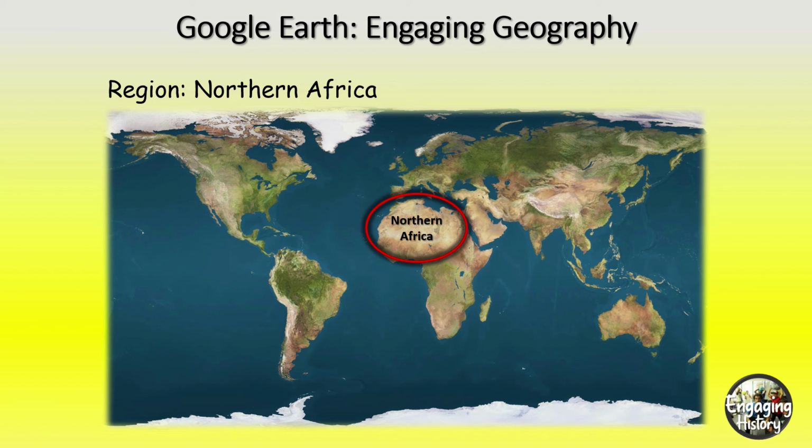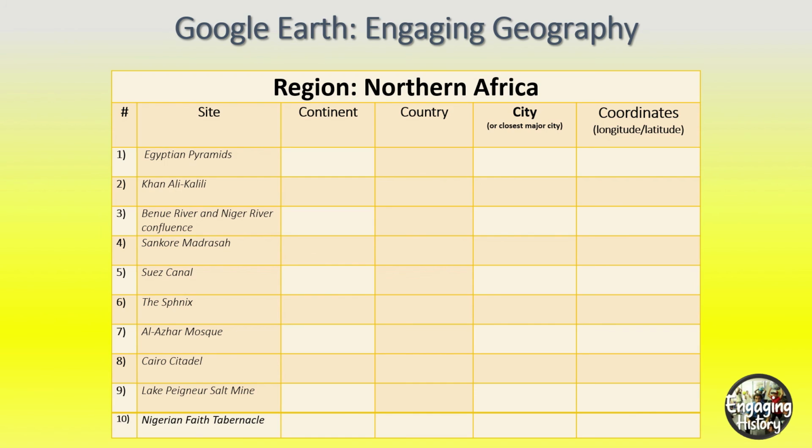Okay, one more, and I like to throw this in earlier in the unit. But having students with devices looking up different areas in northern Africa, not just Egypt, but throughout northern Africa, throughout the Sahara. Here's a list of some of those items, and I ask students to find the continent, which is easy. It's going to be Africa for all of them. The country, closest city, and then the coordinates.